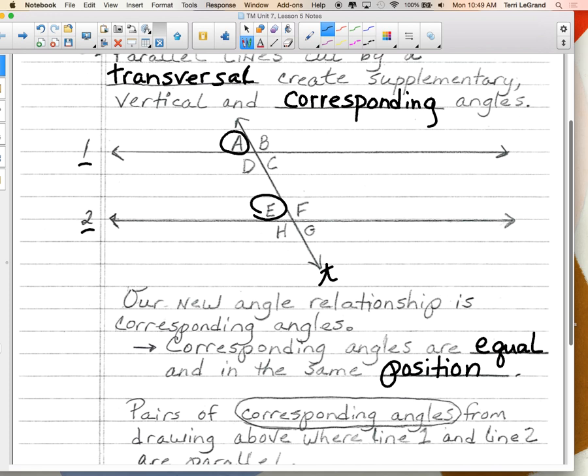Another little thing that might help you with this is, what else did we say is true about corresponding angles? Besides being in the same position, what are they?